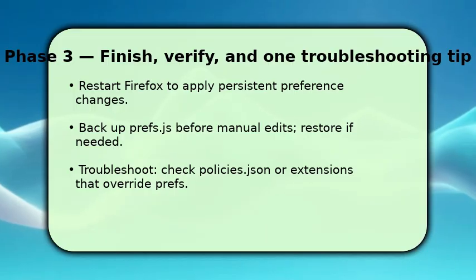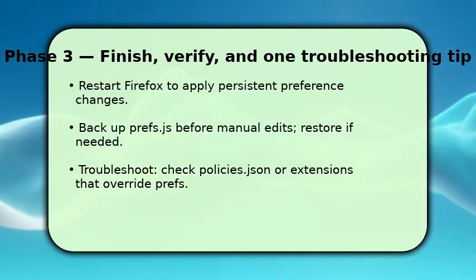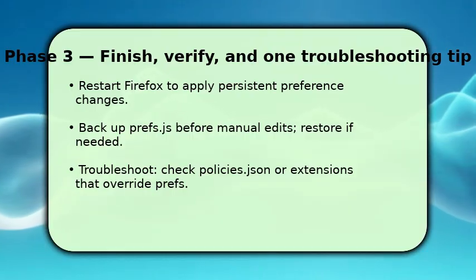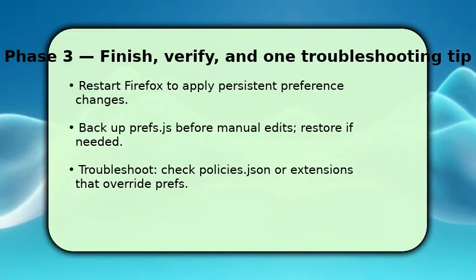If a setting reverts, check for policies.json and active user.js or an extension enforcing values. You must edit or disable those sources. If problems continue, revert the last change.